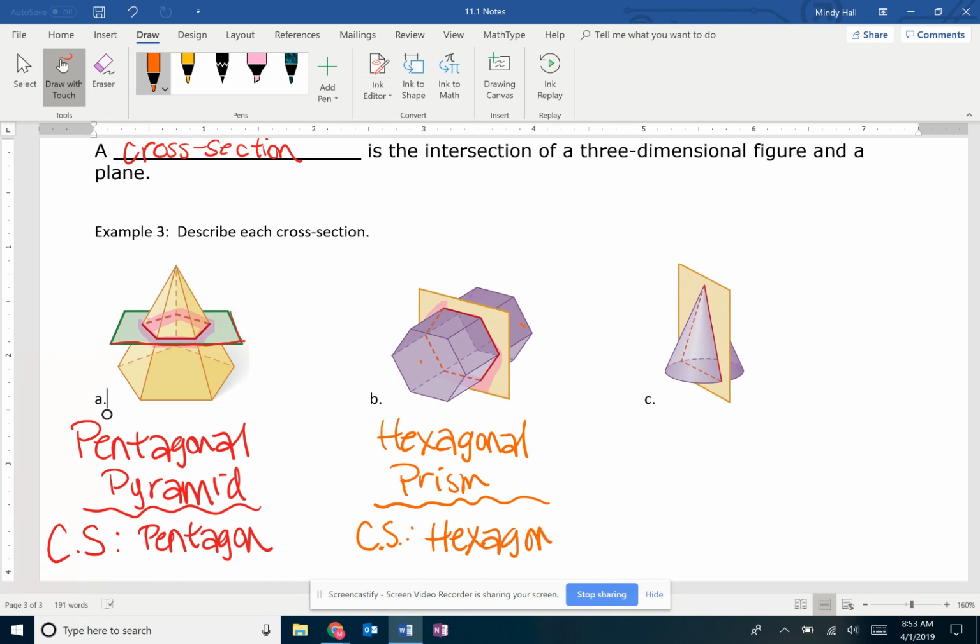And by the way, whenever we ask you to describe the cross section, the only thing we are really looking for is this part right here. I'm just going over the shapes too, just to make sure you're understanding all that.